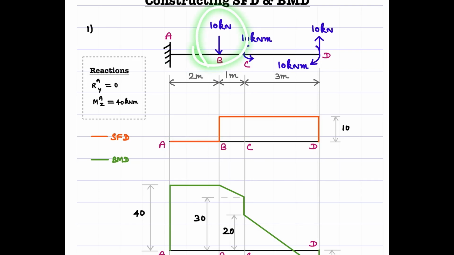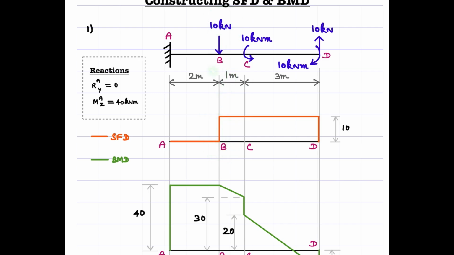You have a concentrated force acting here. In our previous videos, we have shown only the loads which are uniformly distributed. Here we are seeing that there is a concentrated load acting. So there should be a jump discontinuity here, because if you differentiate the ordinate of the SFD here, it can be related to what we call a Dirac delta function.